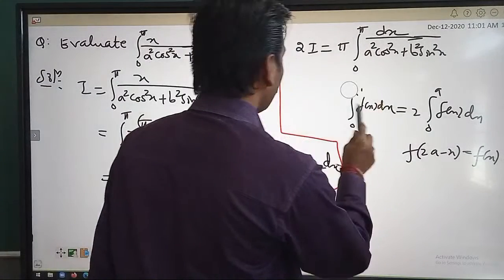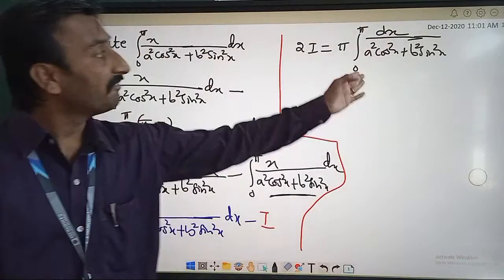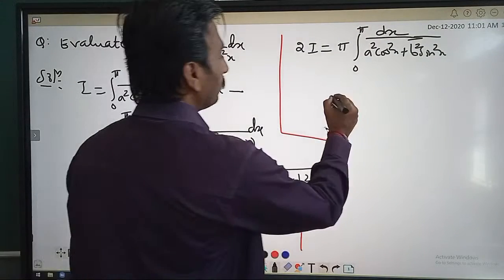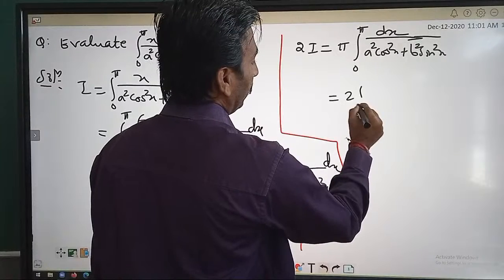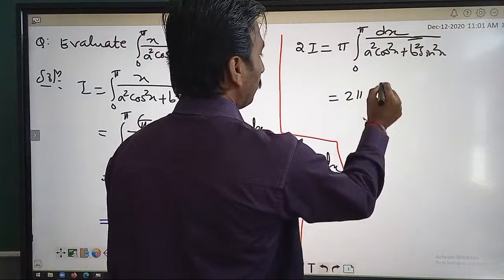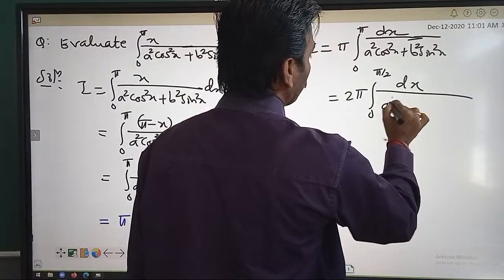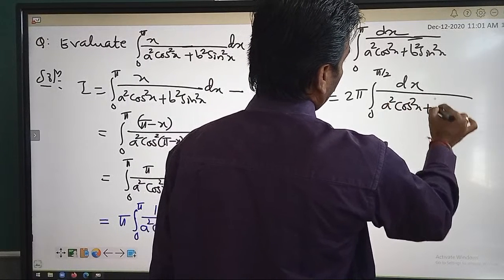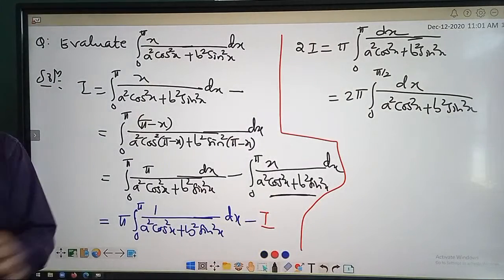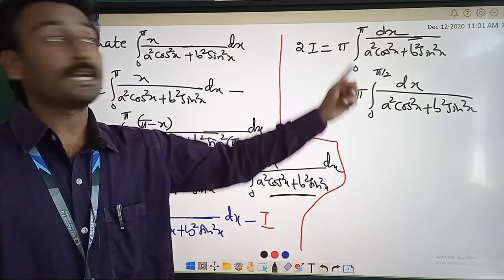If you don't do that there is a problem, you must do it. Why? Because sin has these two critical points: sin 0 is also 0, sin pi is also 0. Okay, now this is multiplied and divided by 2. This is 2 times of 0 to pi by 2 dx divided by, this is a very important step, b square sin square x. I hope you can understand this. What I have done is just made the interval a half interval and taken 2 times of this one.